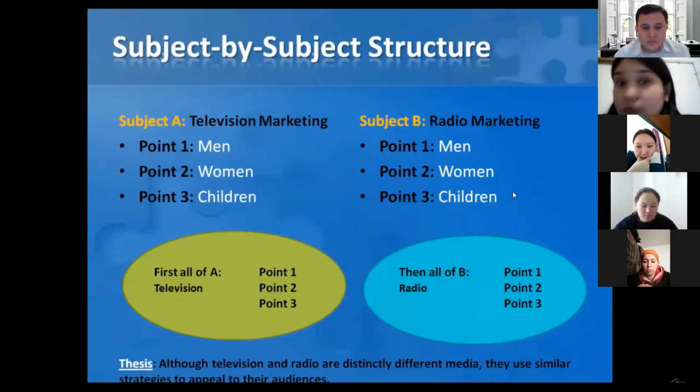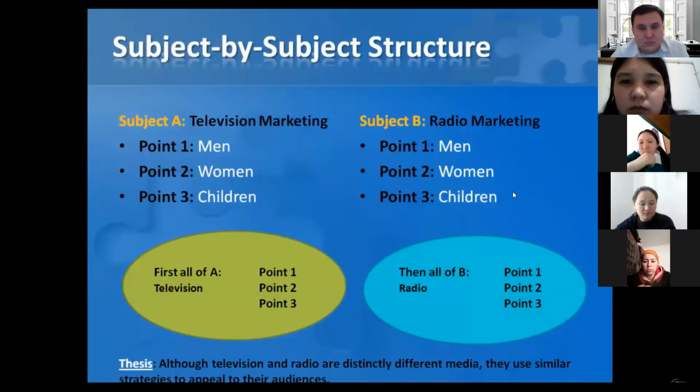All right, let's take a look at the greenish colored circle here. First of all, A, television. So in a subject by subject structure, you're going to talk about all of A first. All of A. Men, women, children, television marketing, you talk about all of that first. You do not mix and match with point B. All of A comes first in your essay. So you're talking about television marketing first and only television marketing.